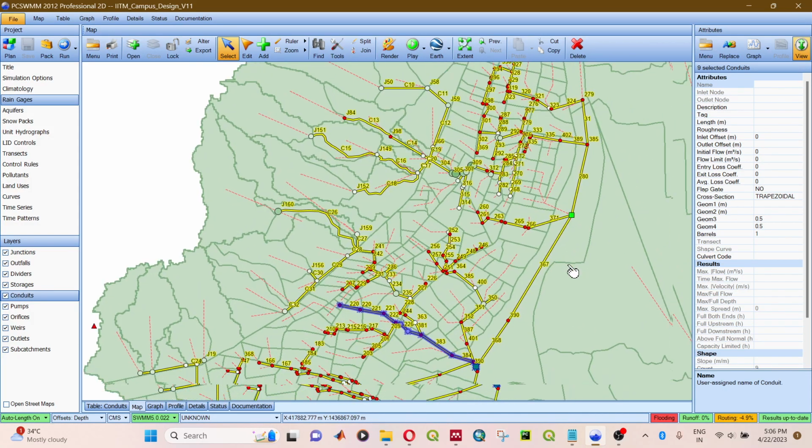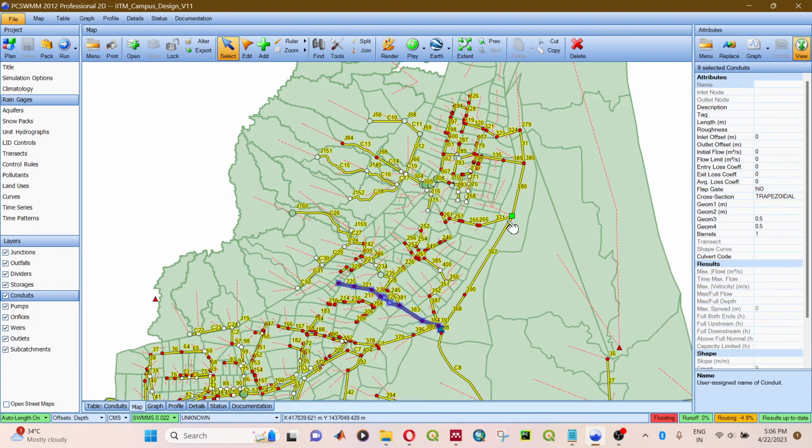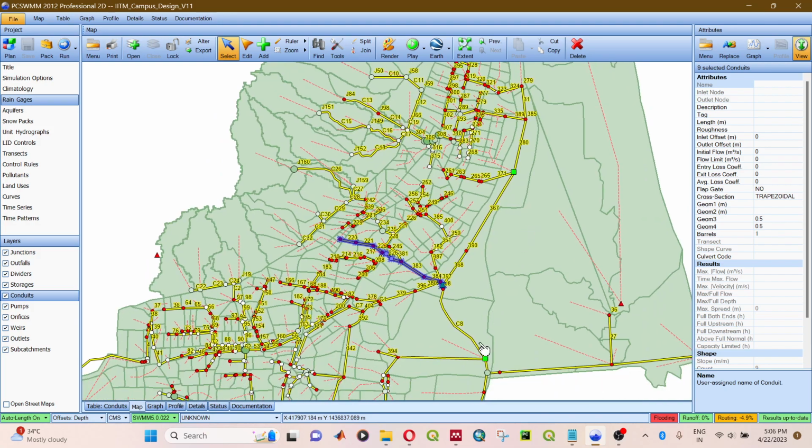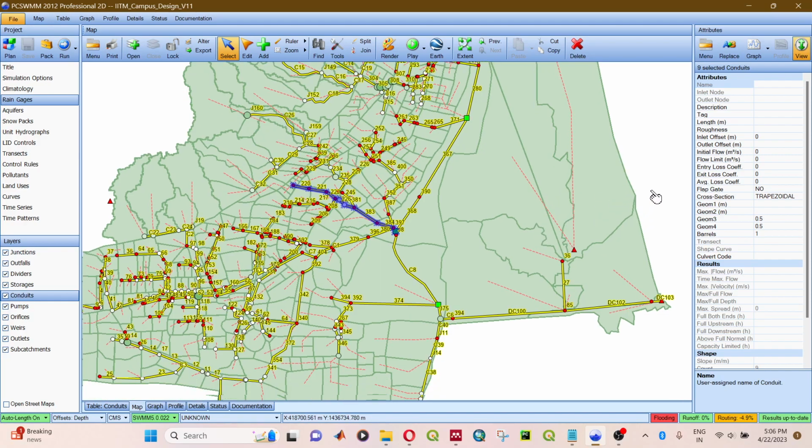And then it comes to the lake within IIT Madras. There are 2 lakes and 1 marshland. These green color points are the lakes, and outside the catchment we have another contributing area. This is outside the campus.